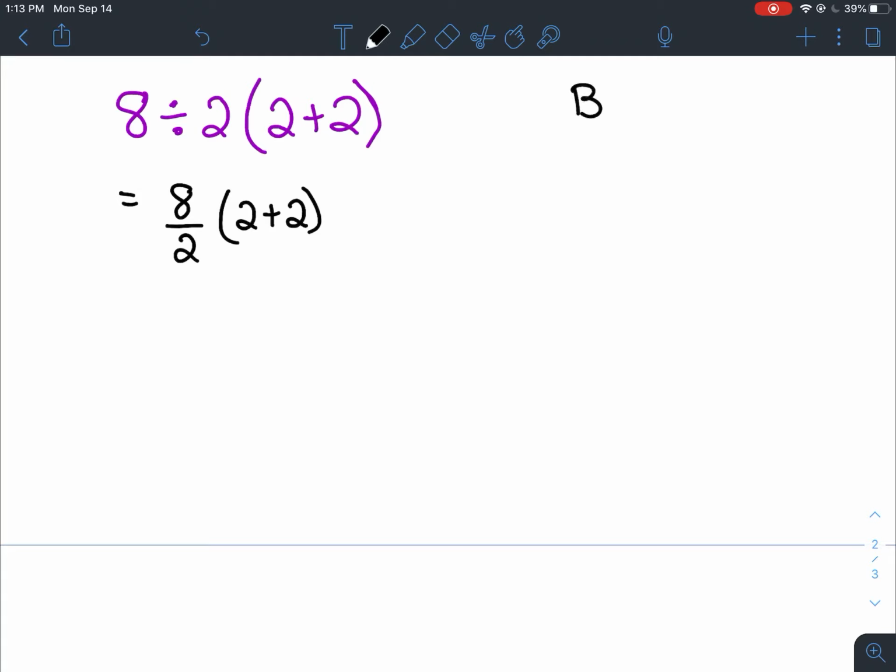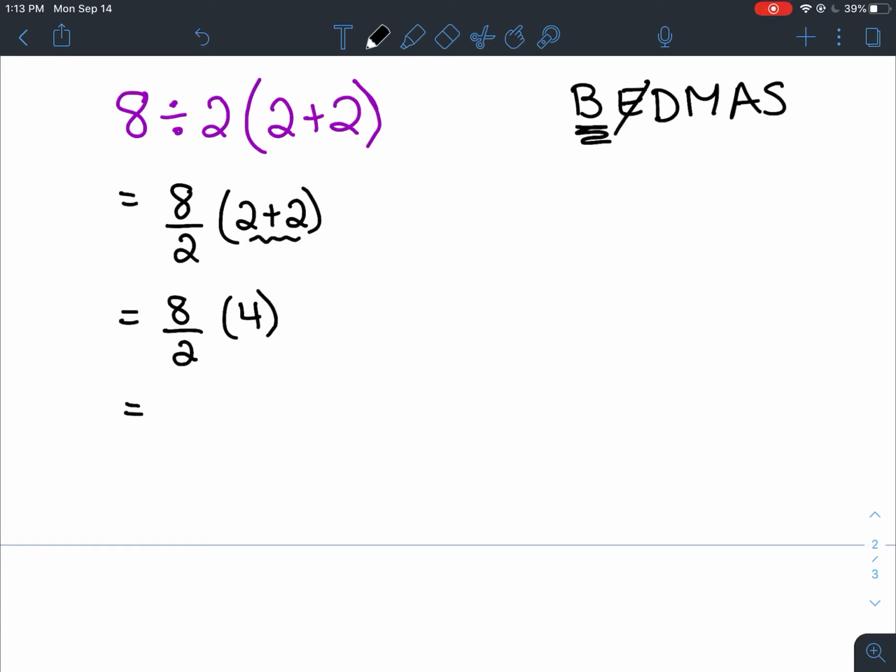So, according to Bedmas, we do brackets first. So 2 plus 2 in the bracket equals 4. Then no exponents, but then we do have a division. So we would do that next. So 8 divided by 2 is 4. And then we would do 4 times 4, which is 16.